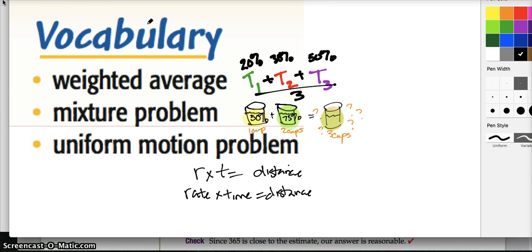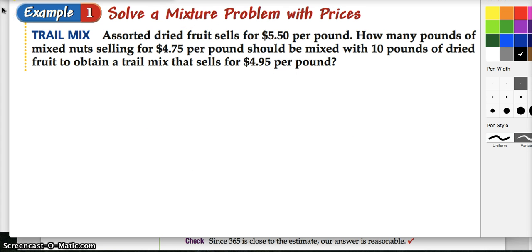So let's get started. So here's a different type of mixture problem where we're not dealing with the concentration of different things, but in a way we kind of are because we're thinking about the price of different things. So let's see. So here we have assorted dried fruit is going to sell for $5.50 per pound. And then how many pounds of mixed nuts that's selling for $4.75 a pound should be mixed with 10 pounds of dried fruit to obtain a trail mix that sells for $4.95 per pound?